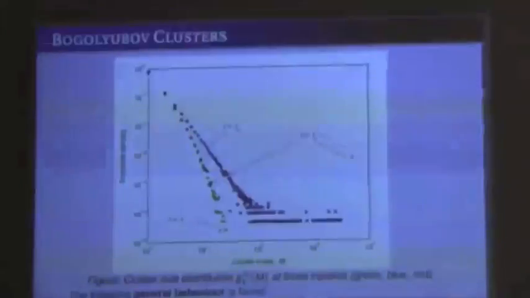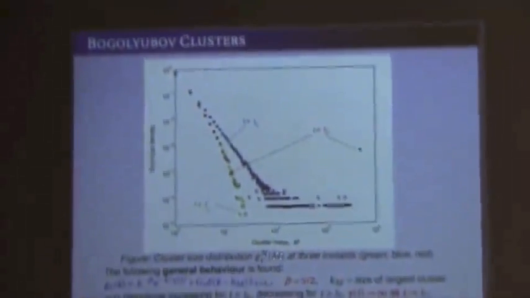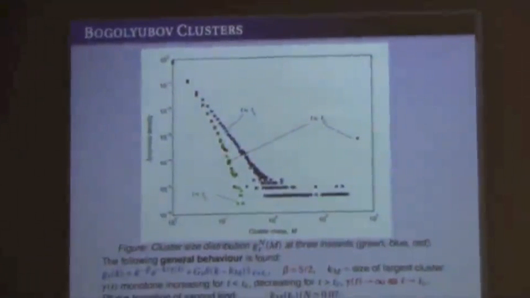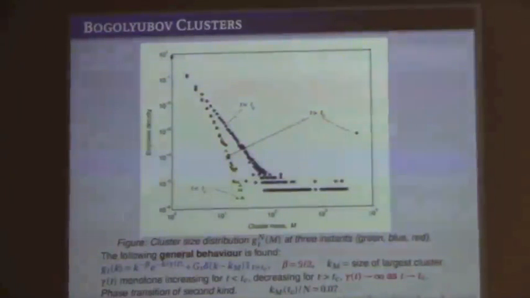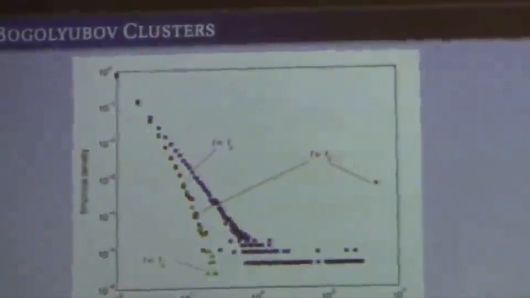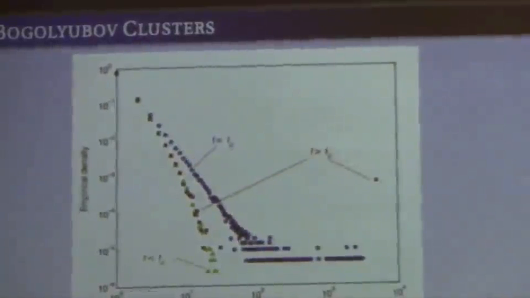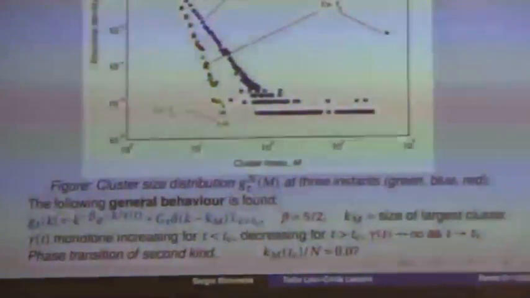The numerical experiment for hard disks. This is the cluster size distribution, the fraction of clusters of size M, they call M the size of the cluster, at three different instants: green, blue, and red. So there is a critical time. For times smaller than this critical time, this red distribution, this green distribution, you have exponential decay in the distribution of clusters. Then, at the critical time, there is a sharp change in the qualitative behavior, because the distribution is not anymore exponential, but it becomes a pure power law.